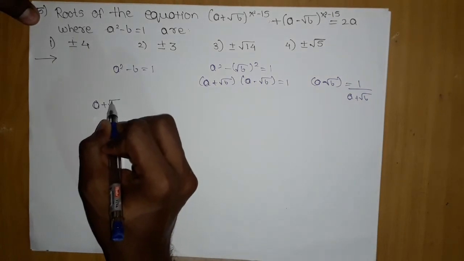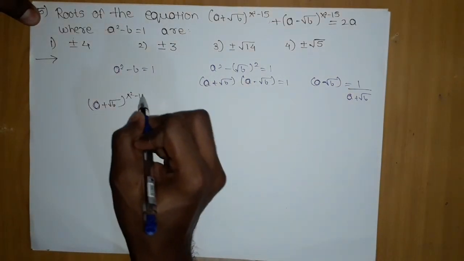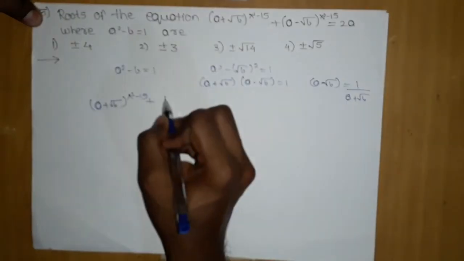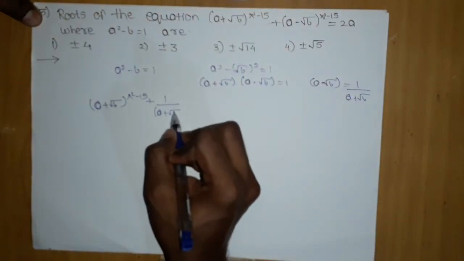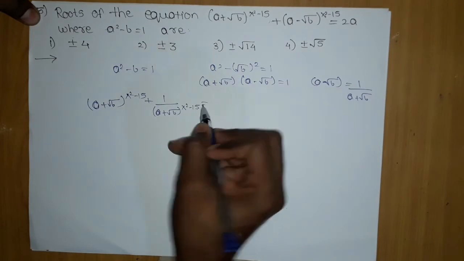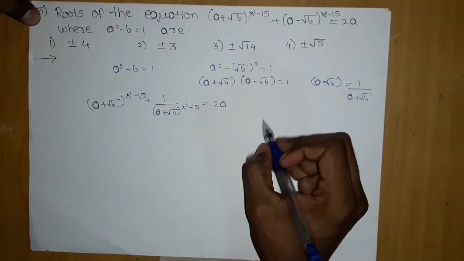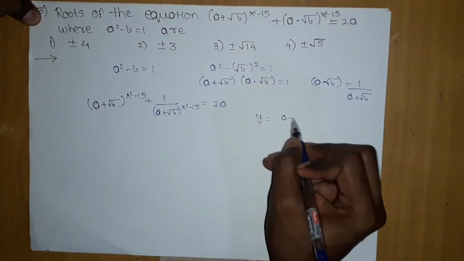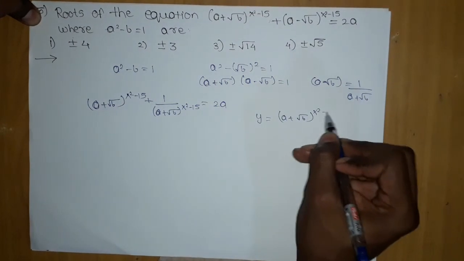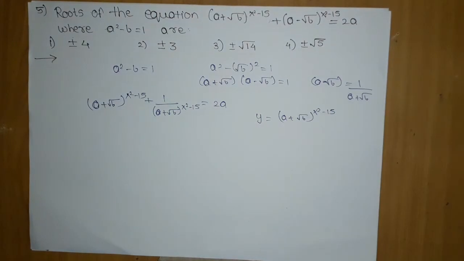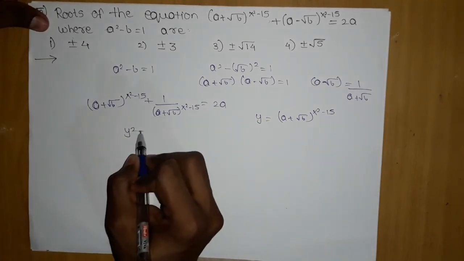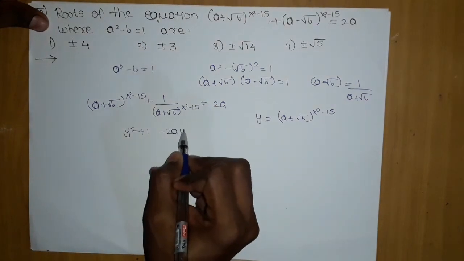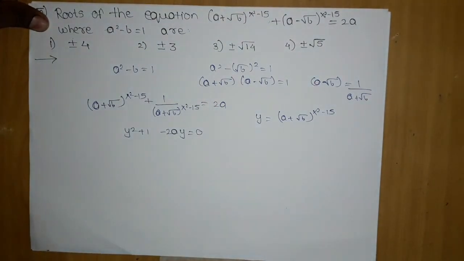So a plus root b, the whole x square minus 15, plus this thing, I can write it like this: a plus root b the whole upon x square minus 15 equals 2a. Now if I take y equals a plus root b the whole x square minus 15, then this will become a quadratic equation, as I have told. There will surely be a way. It depends on your thinking only, how you try to solve this. So it will become y square plus 1 minus 2ay. So we just formed the quadratic equation.